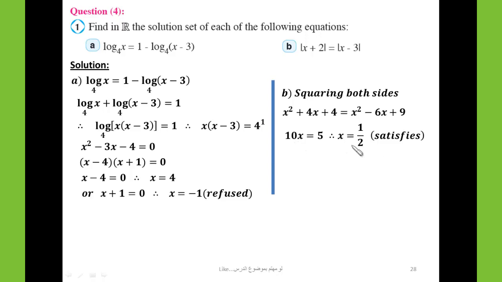This value satisfies the equation. When you substitute x equals half into the equation, we have two equal sides. So the solution set equals half. Here the solution set equals 4.